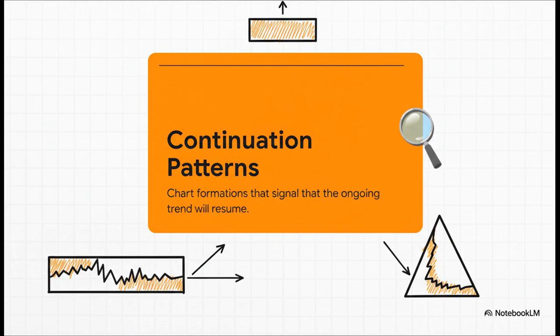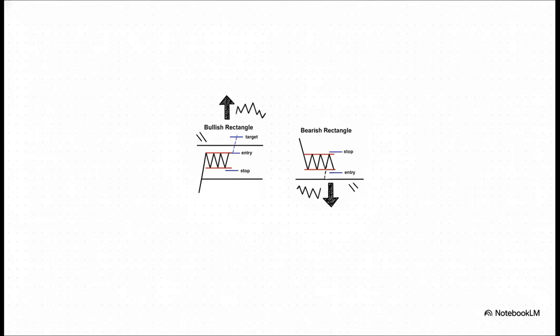This pause, this consolidation, it's just a sign of a temporary stalemate between the buyers and sellers before one side finally wins out and pushes the price further along its original path. A perfect example of this is the rectangle. You can literally see the price just bouncing between two parallel lines, like it's trapped inside a box. In a bullish rectangle, it's expected to break out to the upside and continue the uptrend. In a bearish rectangle, it breaks down to resume the downtrend.